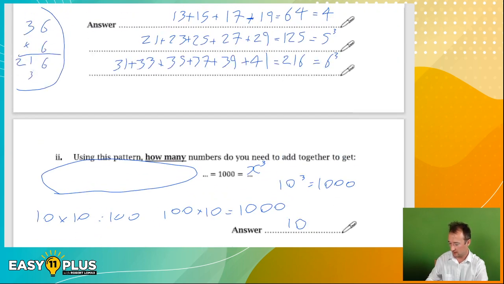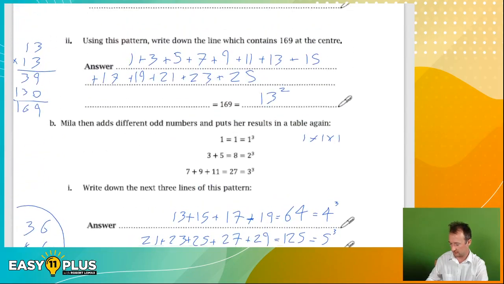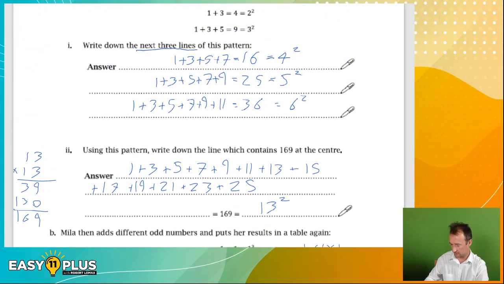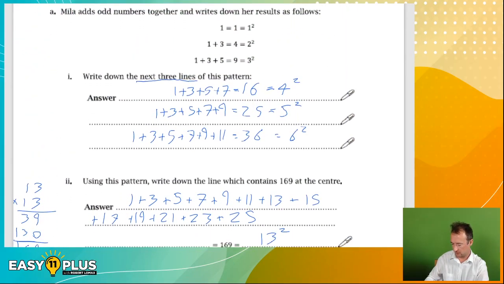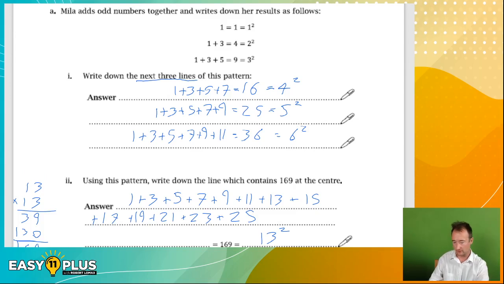So, let's look at our answers to parts A and B as the question instructs us to. So, here's part A. Here we got the squared numbers. 1 squared, 2 squared, 3 squared, 4 squared, 5 squared, 6 squared, all that kind of carry on.